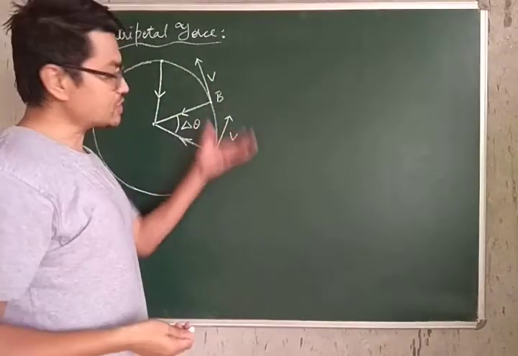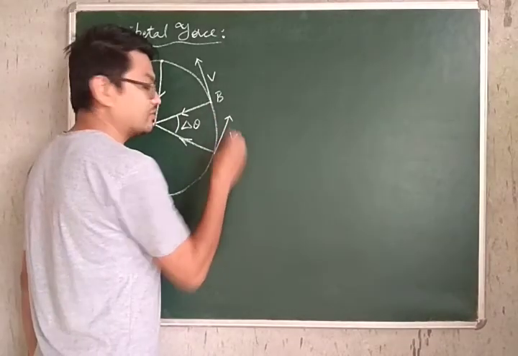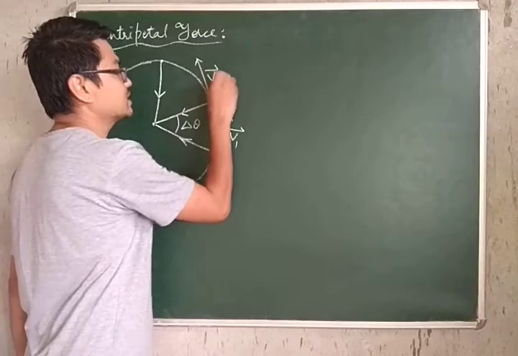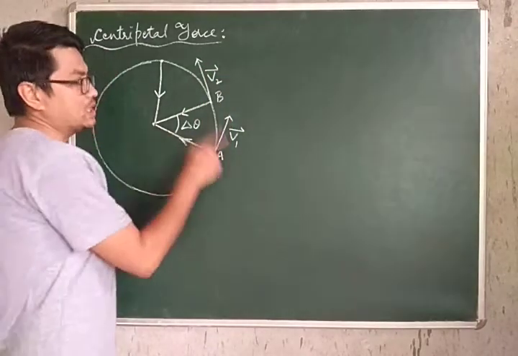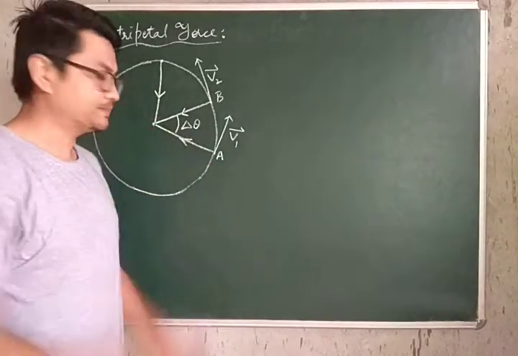Now since the direction of the velocity is different, let us consider the velocity vector itself on the whole to be different. This is vector v1 and let's call this vector v2. And mind you, the magnitude of both v1 and v2 is v, which is the same value, remember.